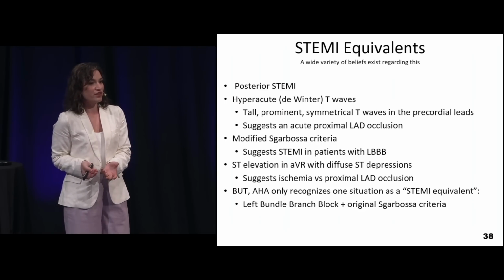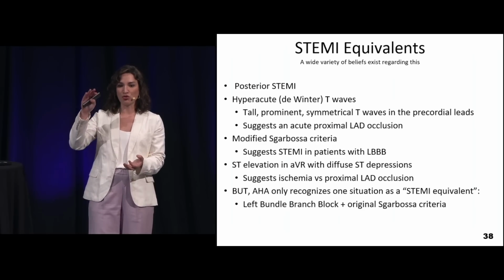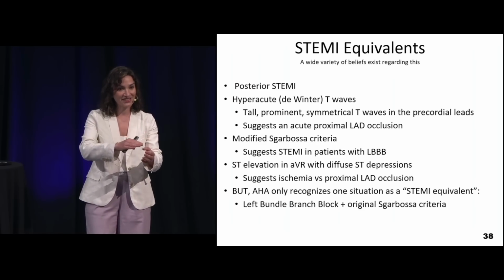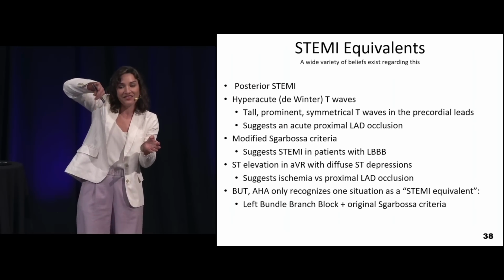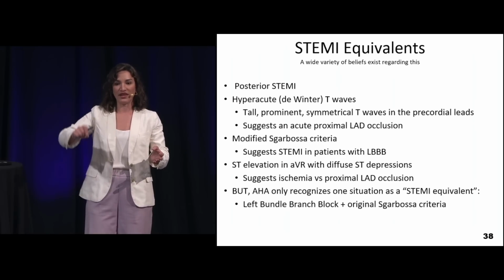Just remind yourself what these look like, the de Winter T waves. They're just tall, prominent T waves. They're in the precordial leads. They also have an ST depression, a smiling ST depression at the J point. It's like an upsloping ST depression going into a big T wave.